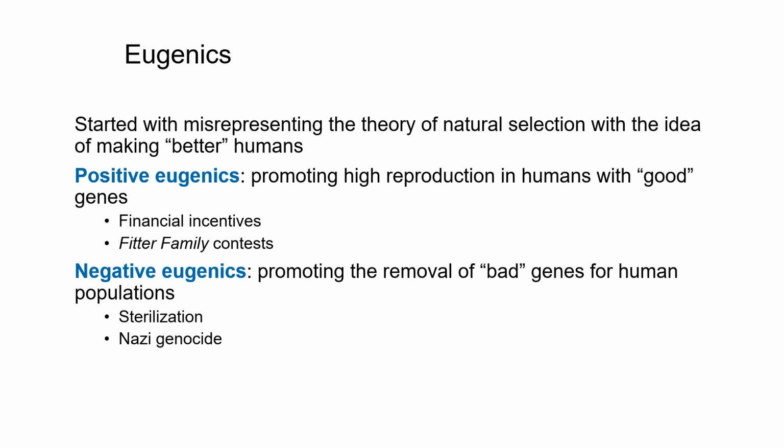There's financial incentives for it. There's fitter family contests. We actually see positive eugenics as something that occurs in just about every culture, even if it's not called eugenics. Then there's negative eugenics, on the other hand, and that's promoting the removal of bad genes from the population, such as genocide and sterilization. That's very definitely not okay. But where is the ethical line of positive eugenics being allowed?